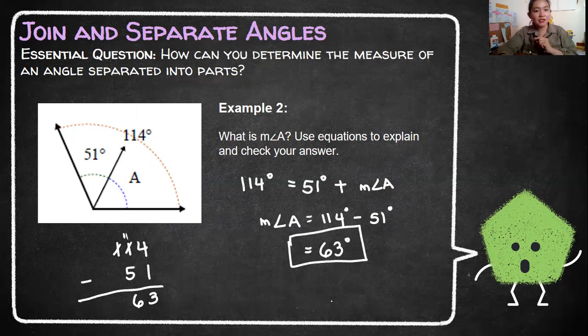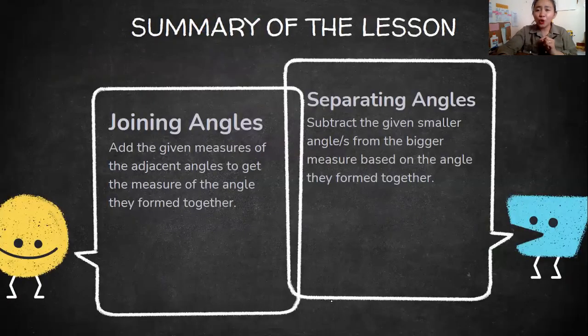Now, to summarize our idea about joining and separating angles, joining angles is simply adding together the measurements of adjacent angles to get the measure of the angle that they form together. Whereas, on the other hand, for separating angles, we need to subtract the unknown measure from how much is the angle that they form together in order for us to get the measurement of the other angle.